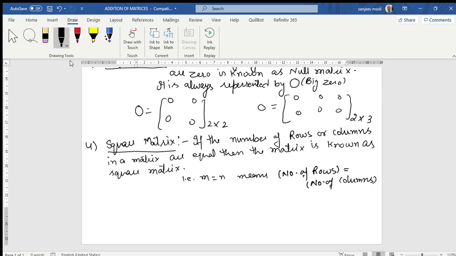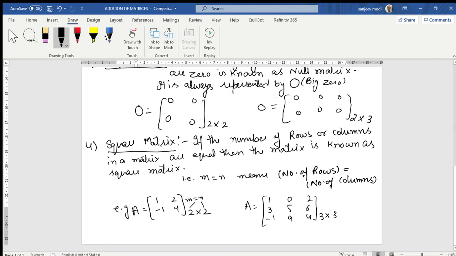For example, what are the types of matrices? Here we have a matrix A equal to 1, minus 1, 2, 4. This is a matrix of order 2 by 2. Number of rows, M equal to N is here, so the matrix is known as a square matrix. Similarly, we have a 3 by 3 matrix. It has 3 rows and 3 columns, so it is a square matrix of order 3 by 3.